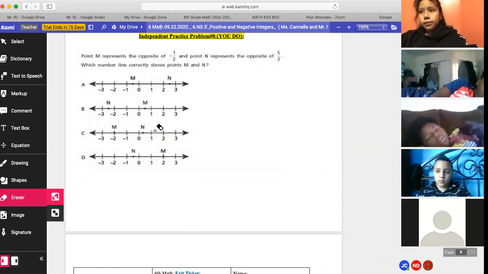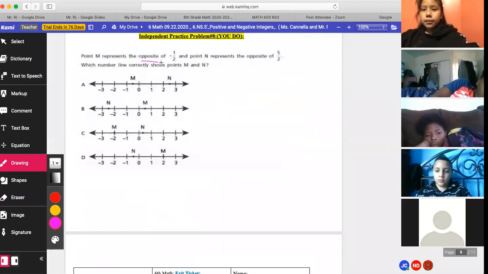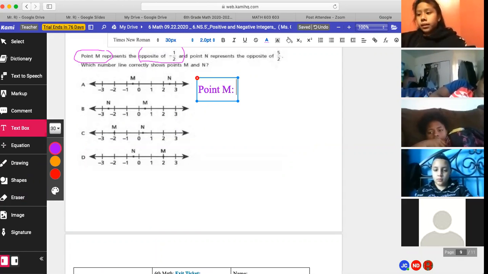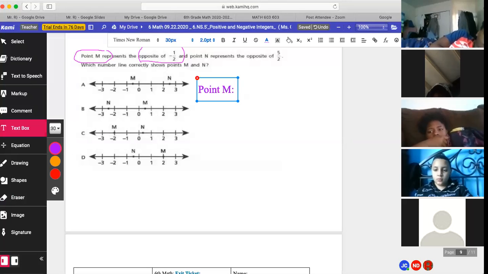It says point M represents the opposite of -1/2. This is where you guys made a mistake, which is expected because we did too, right? What is the opposite of -1/2? Let's start there first. Kalani knows this. It's the opposite, so help me out. What's the opposite of a negative integer? A positive integer, right? So the opposite would be, instead of -1, positive what? Positive 1, or positive 1/2.